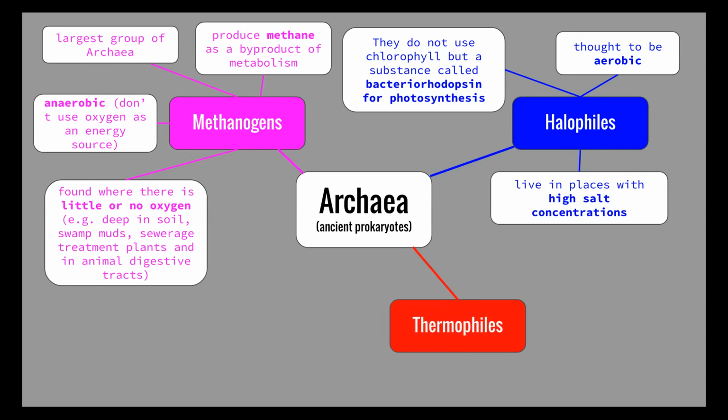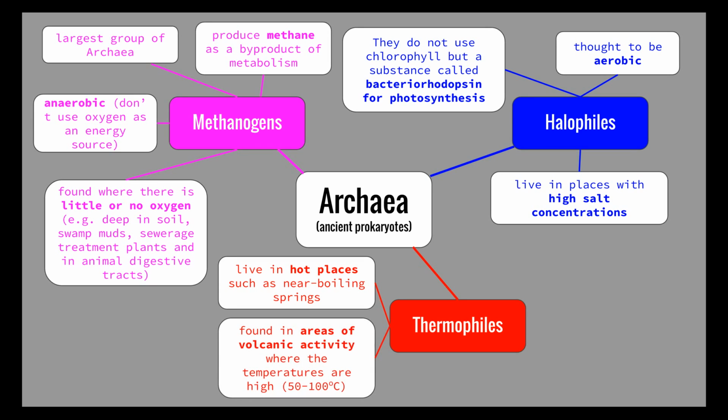The last group we're going to look at is the thermophiles. As you can tell from their name, thermo obviously refers to heat. These guys live in hot places such as near boiling springs, in places like Yosemite in America, those geothermal hot springs, also in New Zealand. They're found in areas of volcanic activity where temperatures are high, from 50 to 100 degrees Celsius, where a lot of other organisms would not be able to survive for long periods of time.